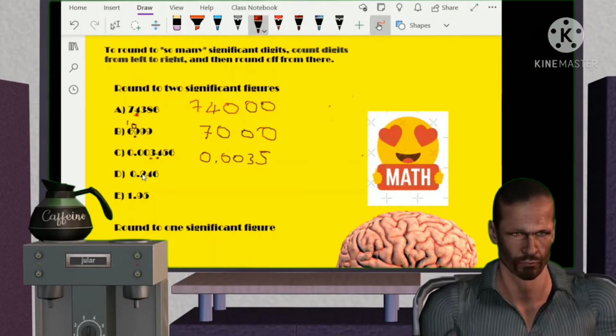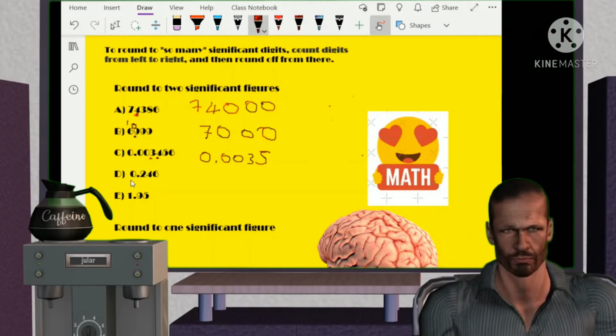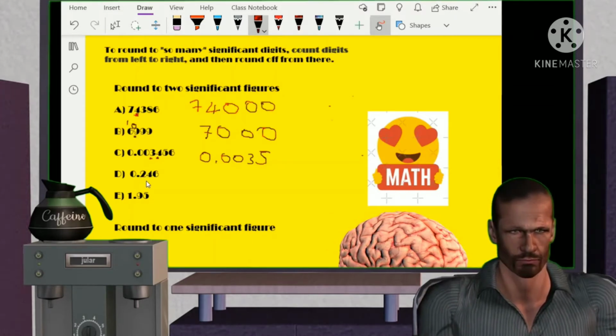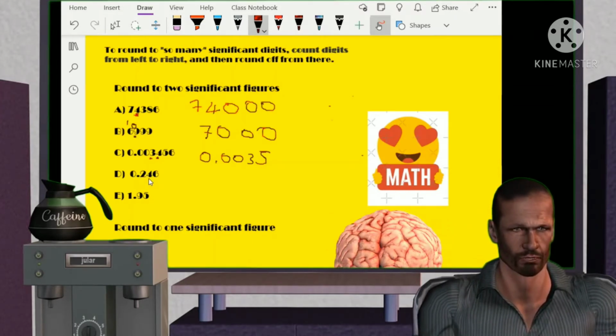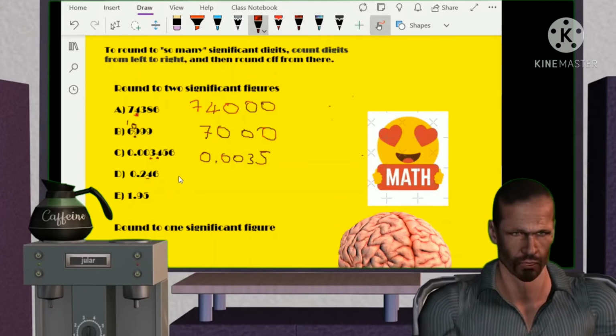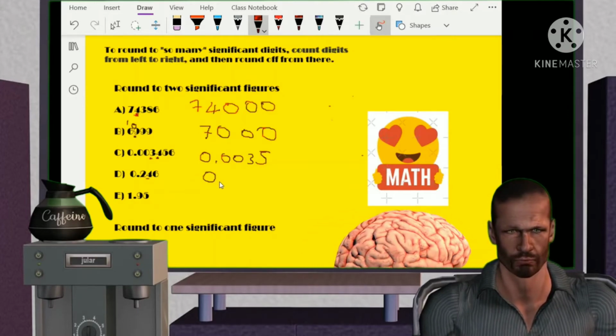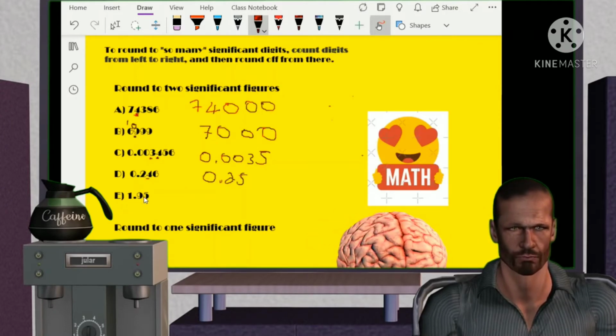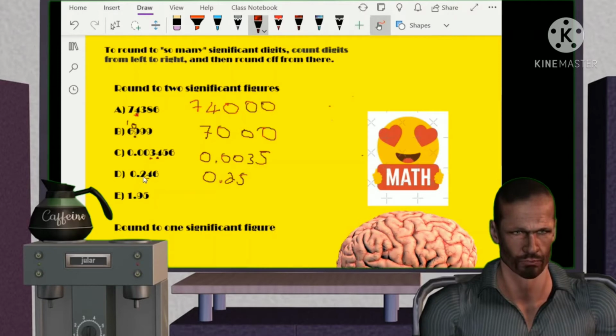All right, come again. We have 0.246. The first 0, which is leading, is not significant. So my first significant figure is 2, and my second significant figure is 4. The number after 4 is 6, which is 5 or more, so we have to round the 4 up. So it becomes 0.25.